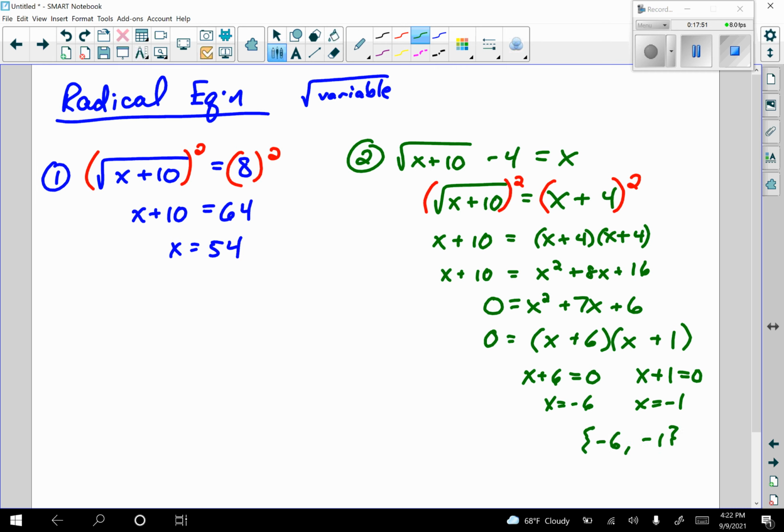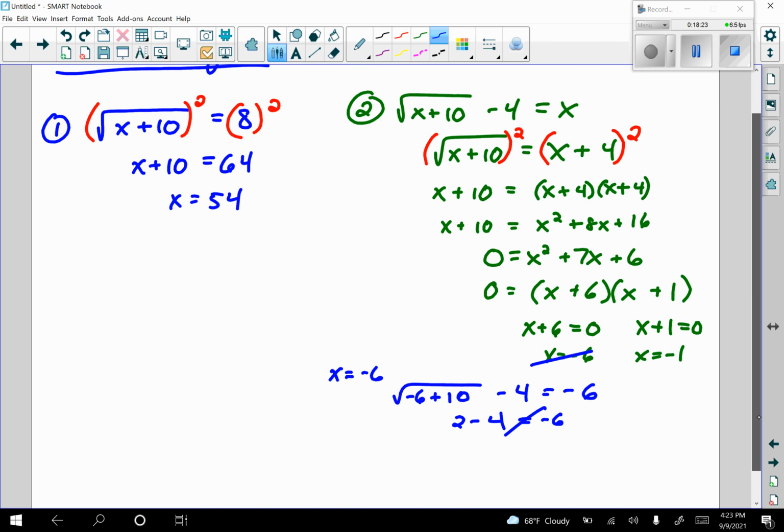And remember, it's always good to check your solutions, substitute them back in here, and see which ones work. Actually, we need to do that. Let's erase this. I don't know that I can keep both of them. So let's check our solutions. Let's check when x is -6. So if I get the square root of -6 plus 10 minus 4 equals -6, this will give me a 4. Square root of 4 is 2. Is 2 minus 4 -6? No. So I can't keep this.